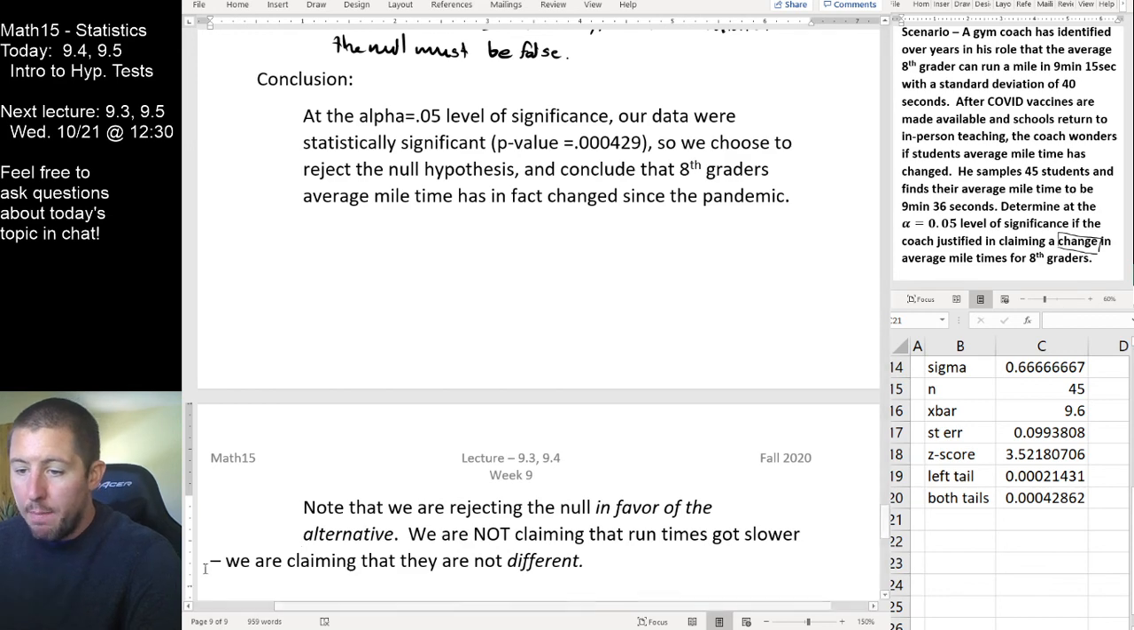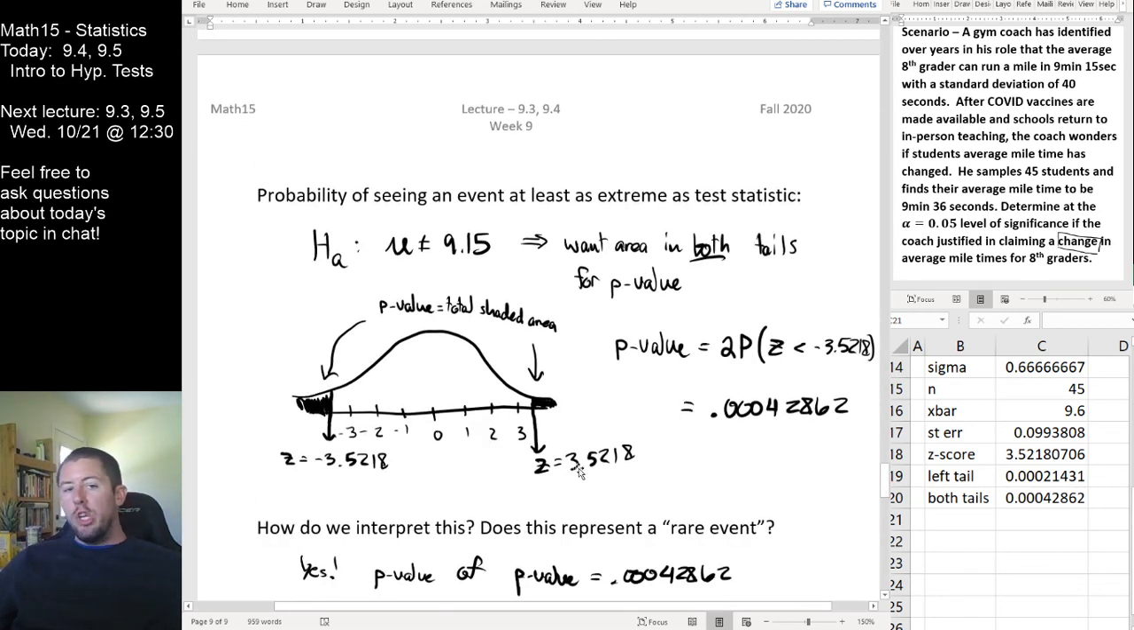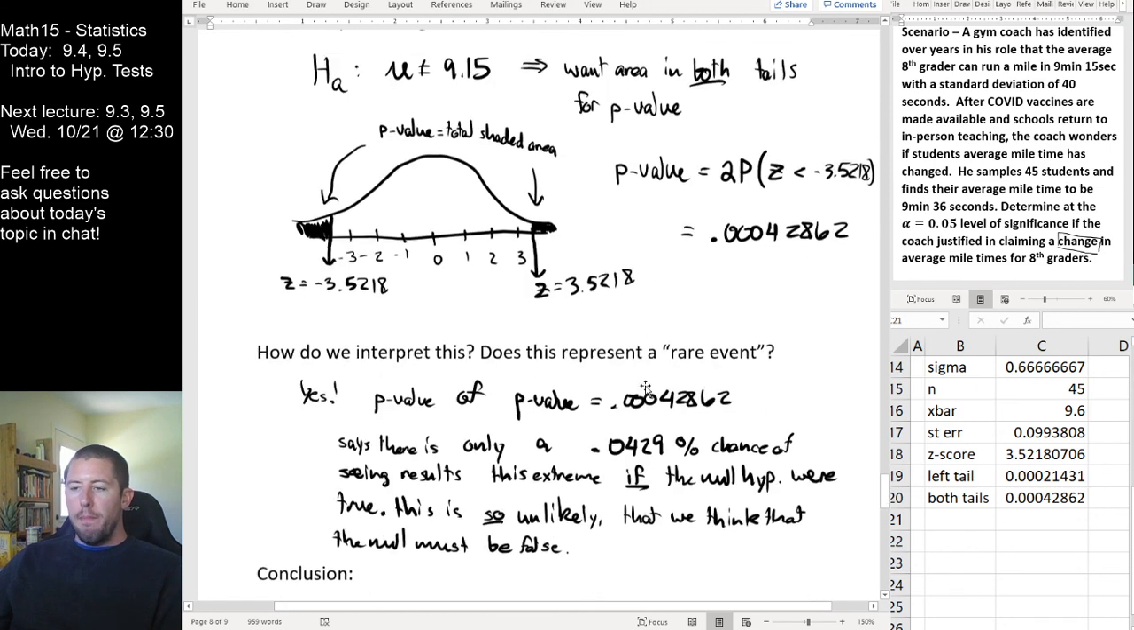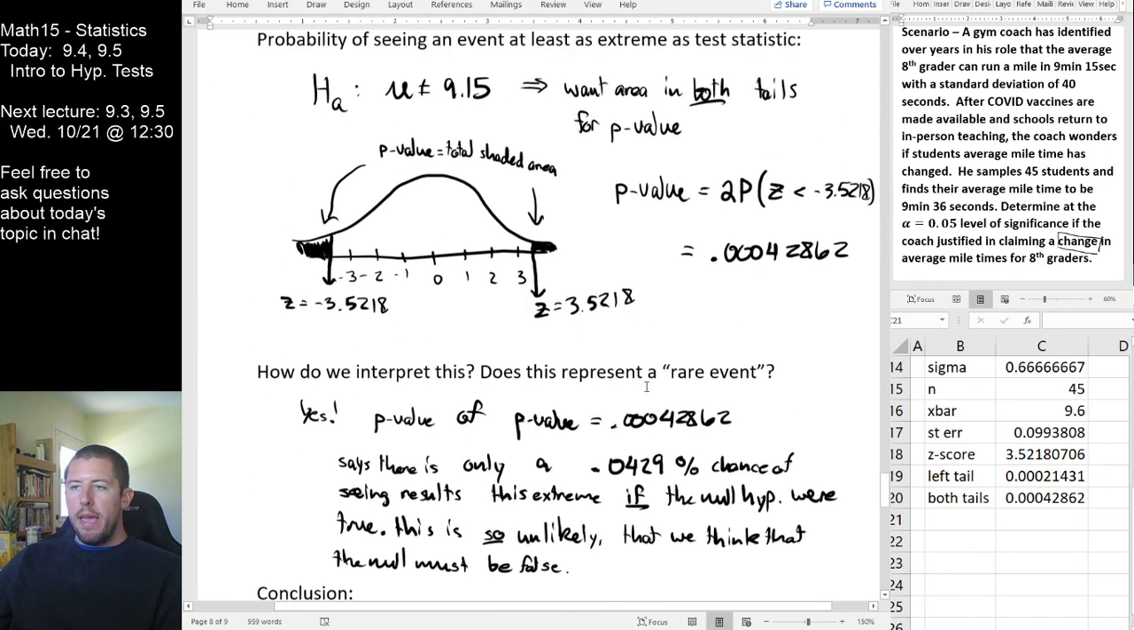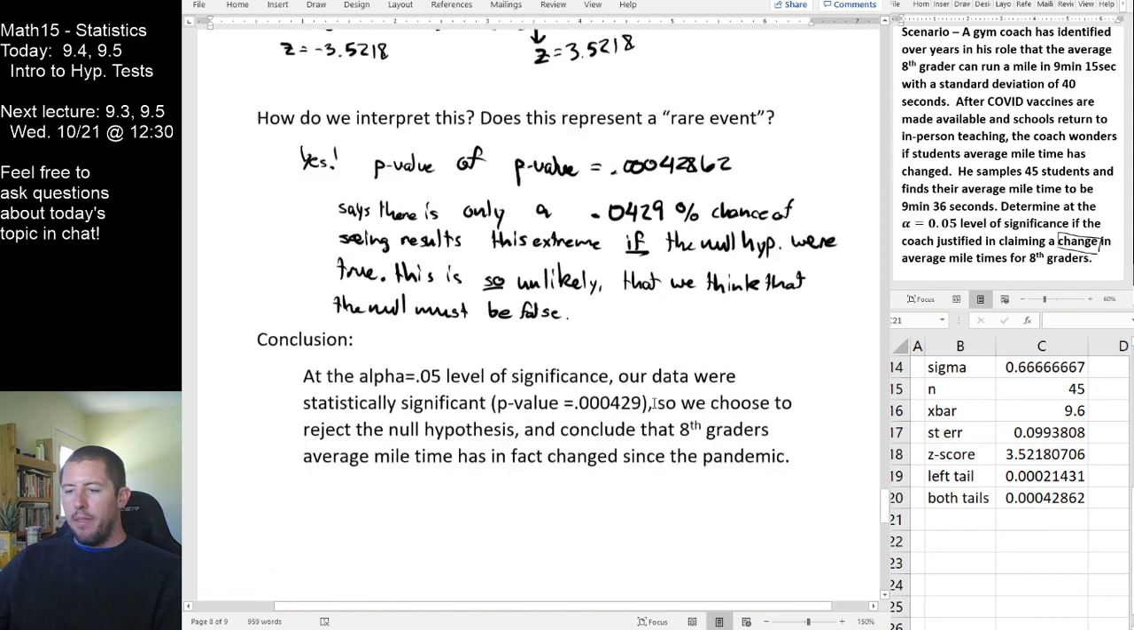And if our alternative hypothesis changes, then that changes the tails in which we're accumulating our area for our p-value. So our p-value changes if our alternative hypothesis changes. So our alternative hypothesis is what guides us on which tails we're accumulating area in for our p-value. And so it matters that we don't make conclusions that don't match our alternative hypothesis here, right?